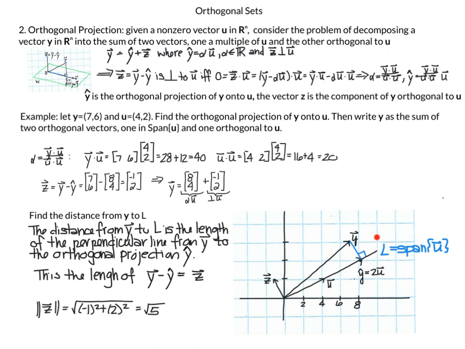So this is our drawing again. L now is the line, the span of u, all scalar multiples of u. If we want to find the distance from y to L, that's going to be the length of the perpendicular line from y to the orthogonal projection y hat. This is essentially the length of z, where z is equal to y minus y hat. In this example, where's z? I can't find my z. Here is the length of z, which is the square root of (-1) squared plus 2 squared, which is the square root of 5.